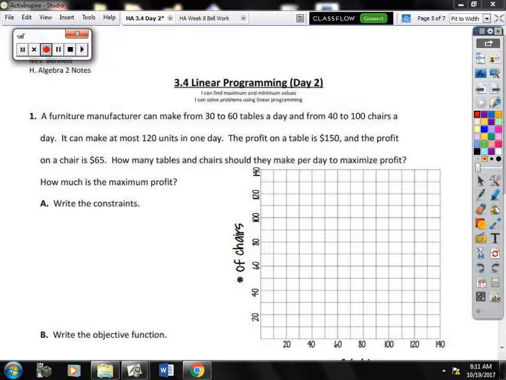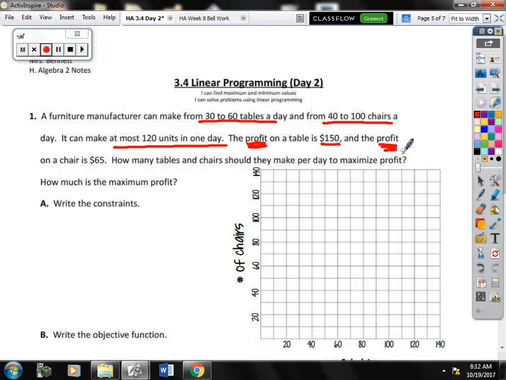So it says a furniture manufacturer can make from 30 to 60 tables per day, so that would be important, and from 40 to 100 chairs per day. It can make at most 120 units in one day. And then it says the profit, so it changes gears from talking about how many you can make of each type in total to talking about profit. Okay, the profit on one table is $150, and the profit on one chair is $65. How many tables and chairs should they make per day to maximize their profit? How much is the maximum profit?